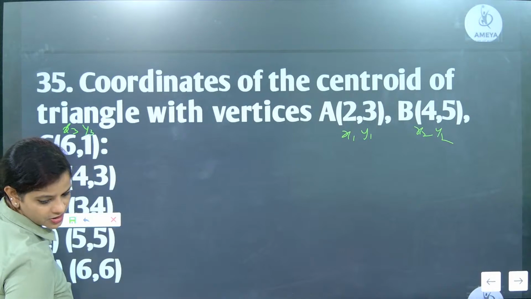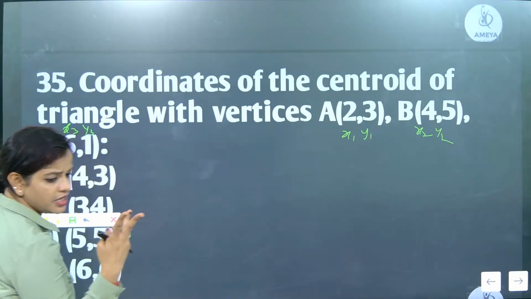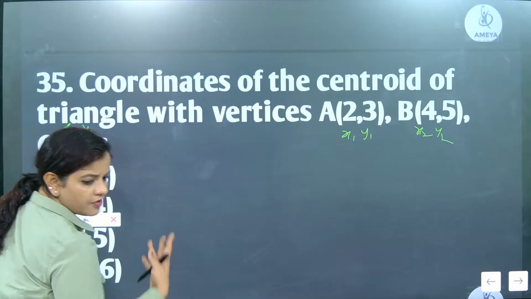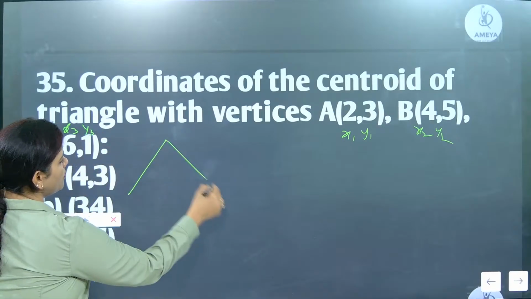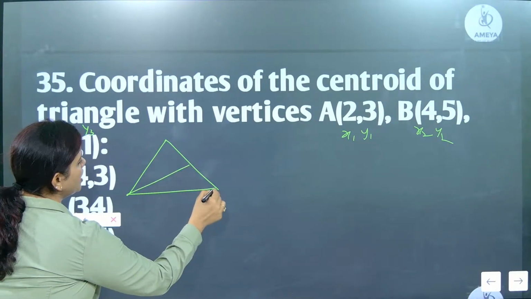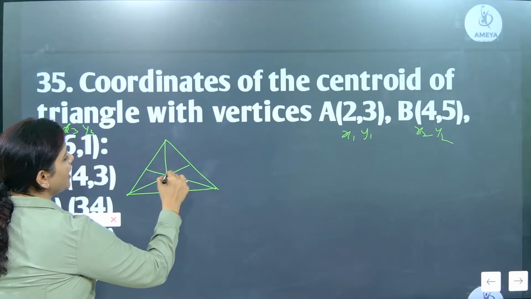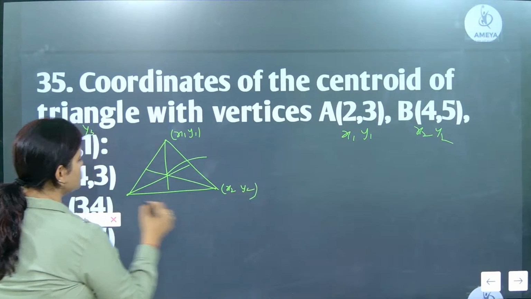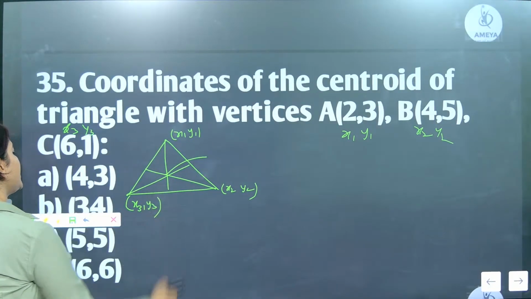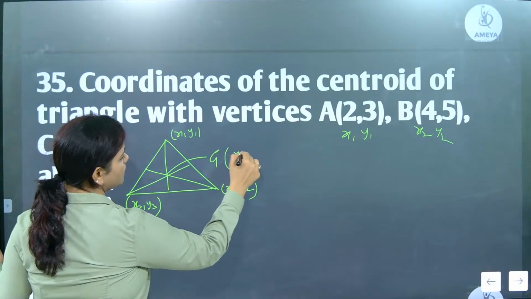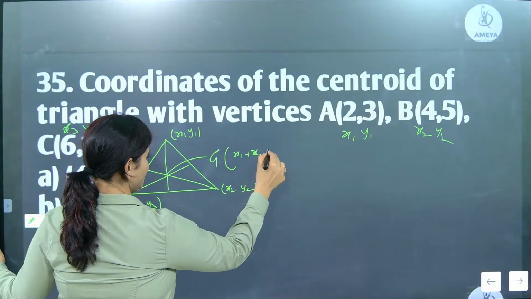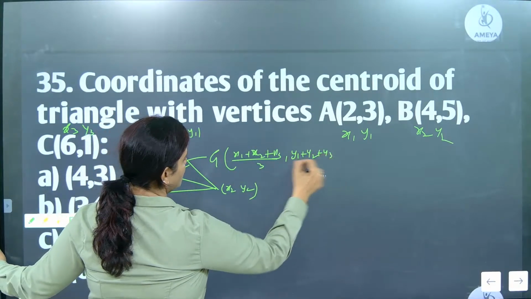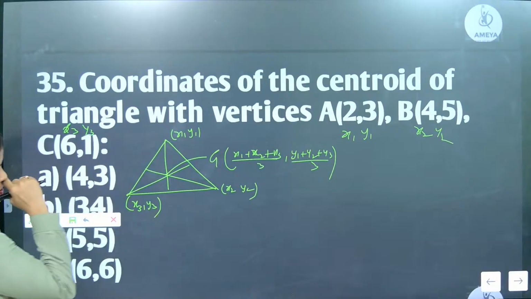The centroid formula. Centroid is made with how many medians? 3 medians. Very good, Anuj. So when 3 medians meet at one point, it is considered the centroid. The vertices are taken as x1, y1, x2, y2, and x3, y3. So G will be equal to x1 plus x2 plus x3 by 3, and the next one is y1 plus y2 plus y3 by 3. So shall we go for the question, please?